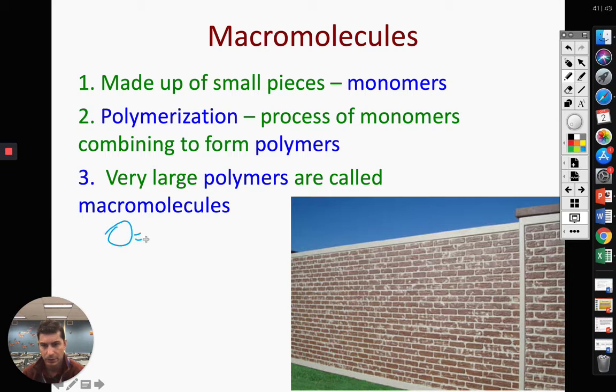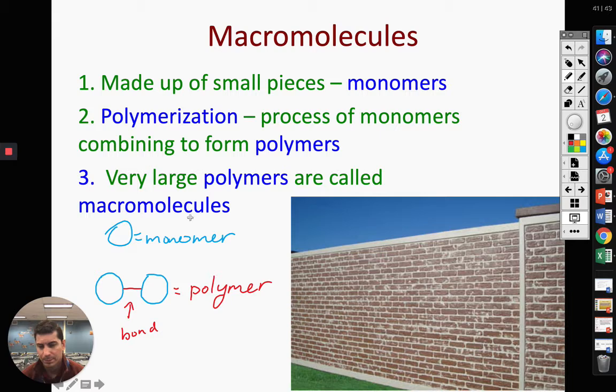We have a circle. That is a monomer. When we put two of these circles together, I will draw the bond in a different color so you guys can actually see they are bonded together. That's our bond. When we put two monomers together, we get a polymer. Okay. Just think of the prefixes, guys. Mono means one molecule. Polymer means many. It's many monomers put together.